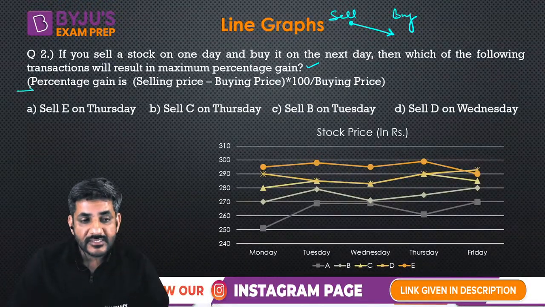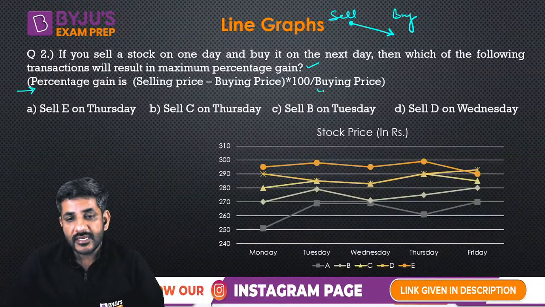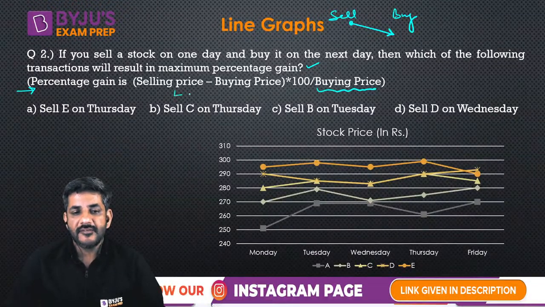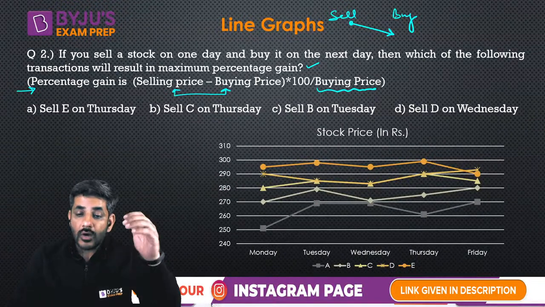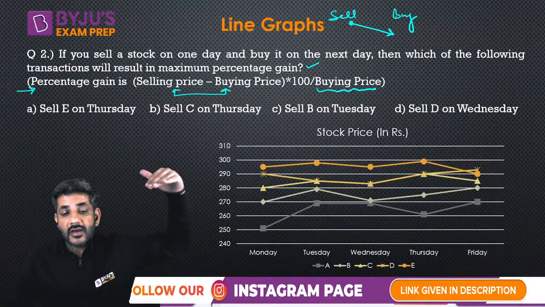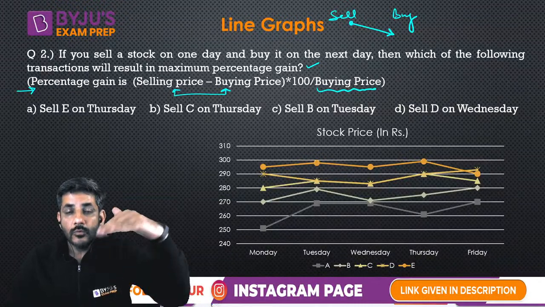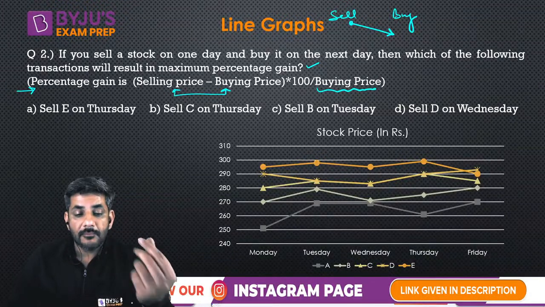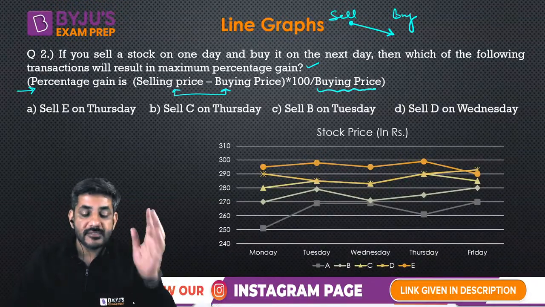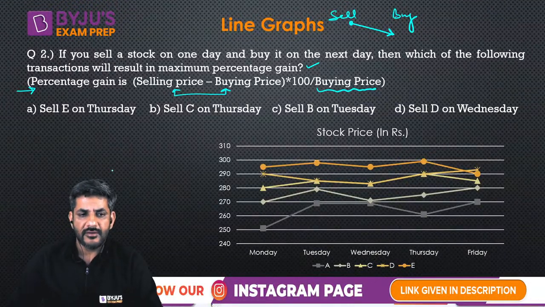So therefore he has given you a formula that it is taken on the buying price. The difference between selling and buying is taken on the buying price. So I would now be looking at a graph going downwards with the smallest possible buying price. In that case I will get the highest gain. Let's check them one by one.